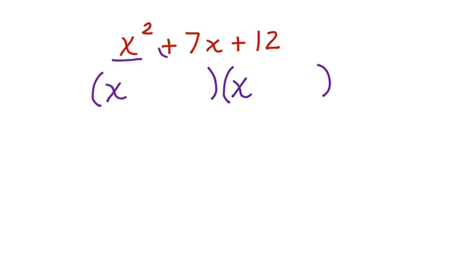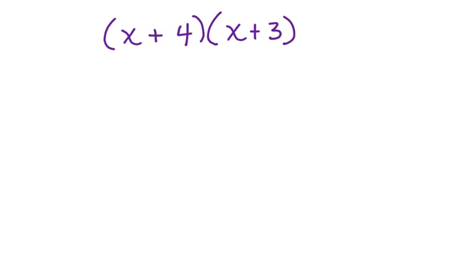Now, because both of these signs are positive, both of these are positive. And we want two values that multiply together to equal 12 and add together to equal 7. We can substitute 4 and 3 into the two binomials. Here's what we believe is our answer.